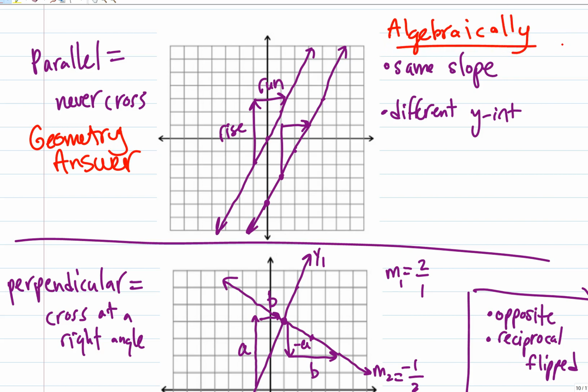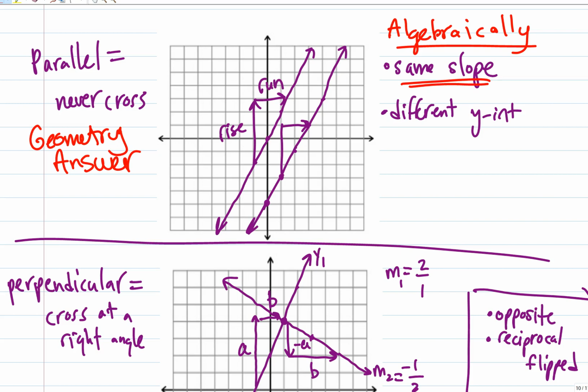Algebraically, if they never cross, they never get any closer, they never get any further apart, right? That means they have the same rise, they have the same run, and if they have the same rise and run, they have the same slope. Does that make sense? If I ever tell you two lines are parallel, yes, that means they don't cross. Unfortunately, that won't help you much in this class. You need to know that means they are the same slope.